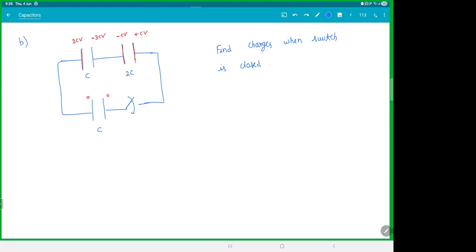Get this. How do you start? Assume a charge Q is coming from any one capacitor. Let that charge Q keep on going round and come back. Get the charge distribution, apply the Kirchhoff's law.